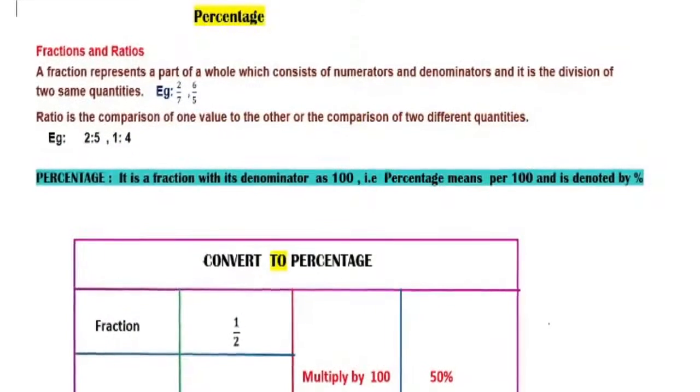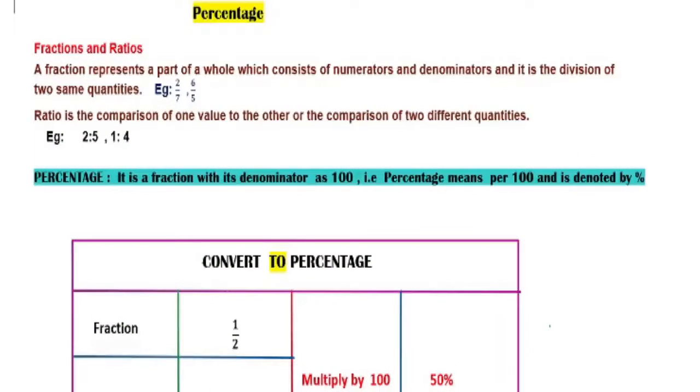Today in this video we will discuss percentage. We know percentage is a fraction with its denominator as 100. So first we will discuss fraction and ratios. A fraction represents a part of the whole which consists of numerator and denominator, and it is the division of two same quantities. Ratio is the comparison of one value to the other, or the comparison of two different quantities. So this is about fraction and ratio.